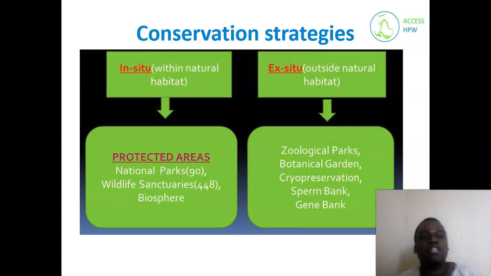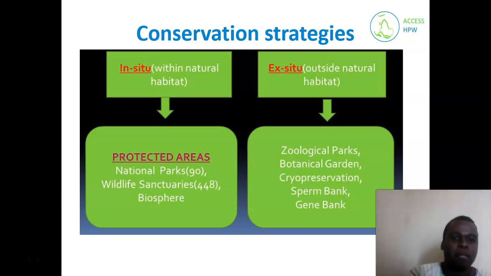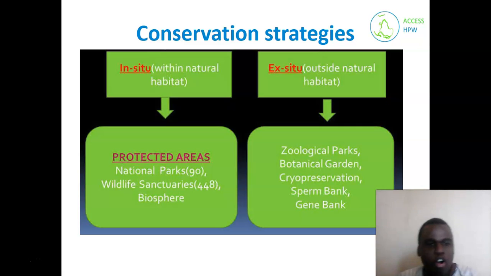The first one is in situ, which is within the species' natural habitat. So, this will be in areas like protected areas such as national parks, wildlife sanctuaries, and biospheres. And then the other conservation strategy is ex situ, which is outside the natural habitat of the species. So this will include zoological parks, botanical gardens, sperm banks, and gene banks.